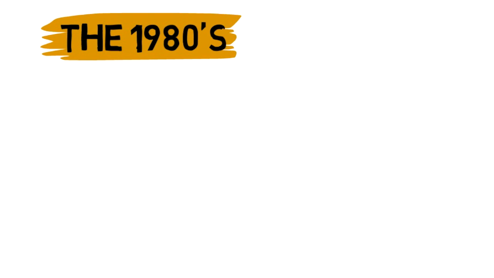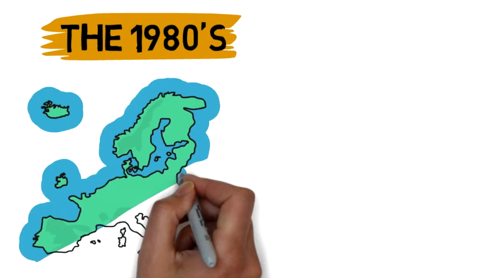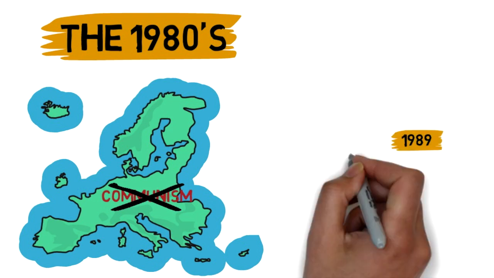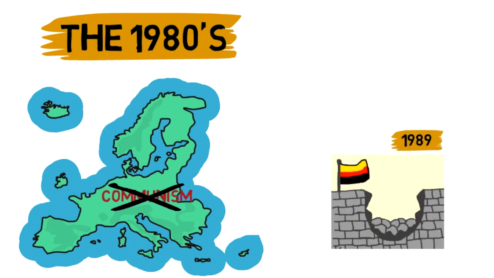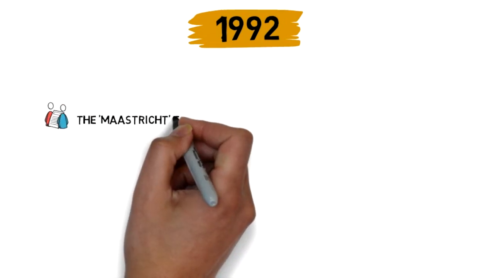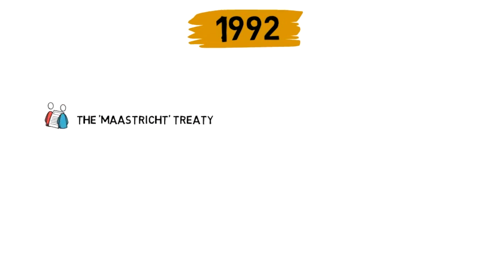The 80s were shaped by a big event, the collapse of communism in Central and Eastern Europe. The fall of the Berlin Wall in 1989 is probably the most well-known symbol for this. In 1992, the Maastricht Treaty was signed. It created the European Union as we know it today.